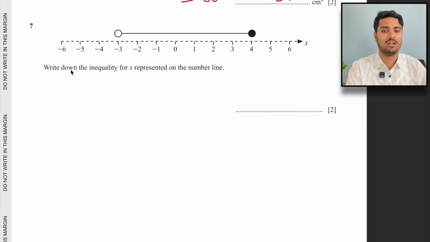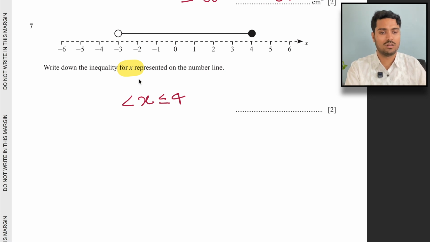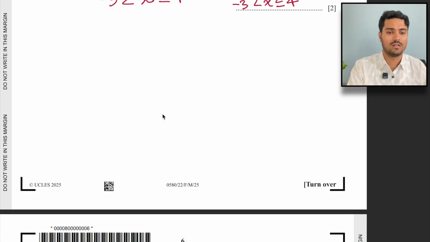Now question number 7. It says write down the inequality for x represented by the number line. So we have x less than or equal to 4, greater than negative 3. So this is the answer: negative 3 less than x less than or equal to 4.